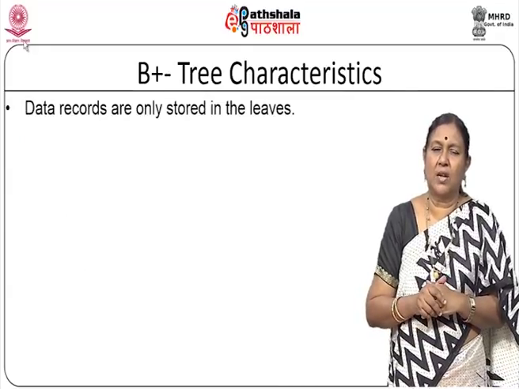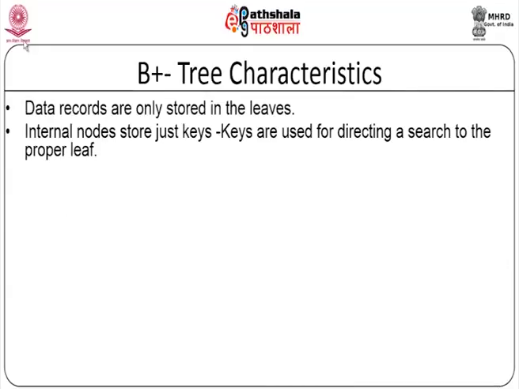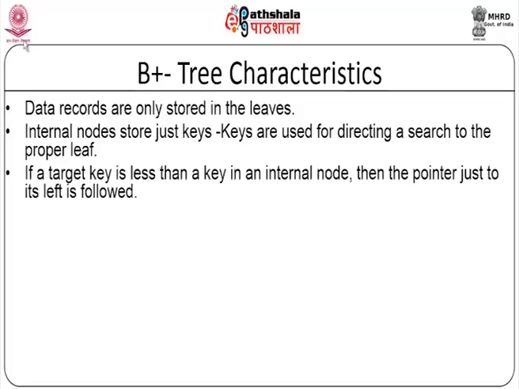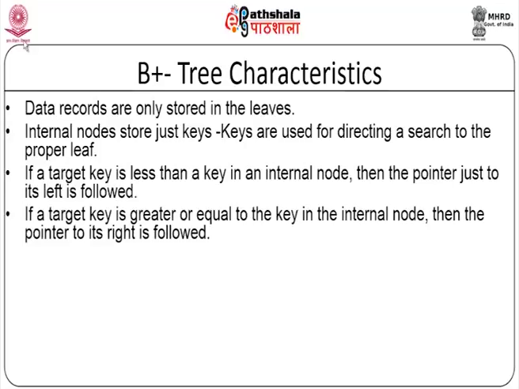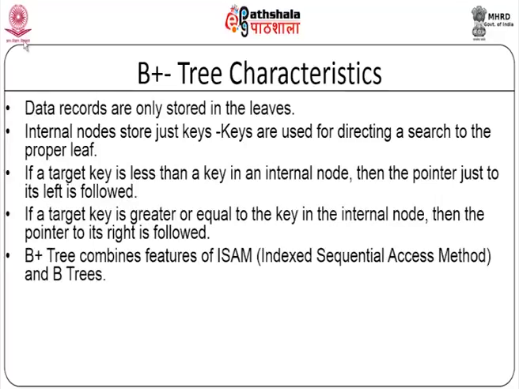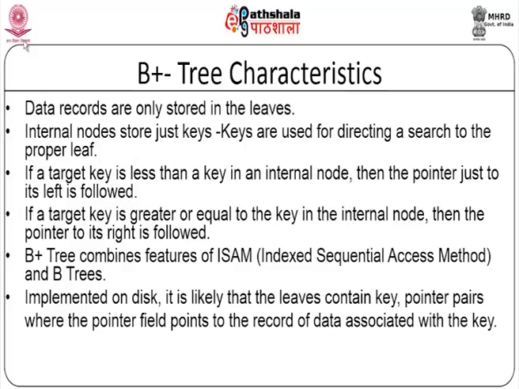Data records are only stored in the leaves. Internal nodes store just keys. Keys are used for directing the search to the proper leaf. If a target key is less than a key in the internal node, then the pointer just to the left is followed, otherwise, if the target key is greater than or equal to the key in the internal node, then the pointer to the right is followed. So, B plus tree combines features of ISAM, that is indexed sequential access method, and the B trees. So, that is what is called a B plus tree.